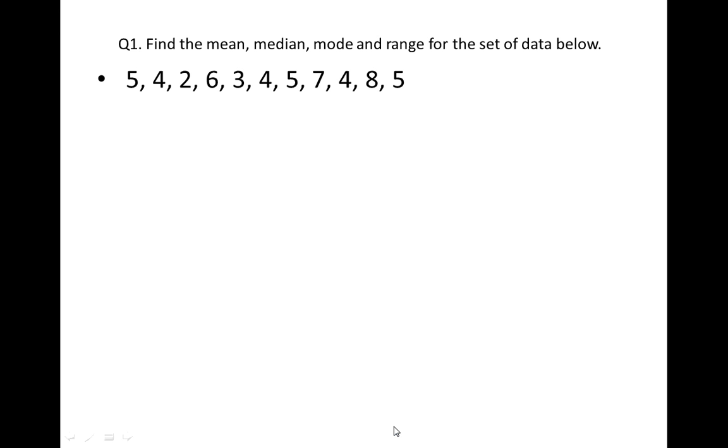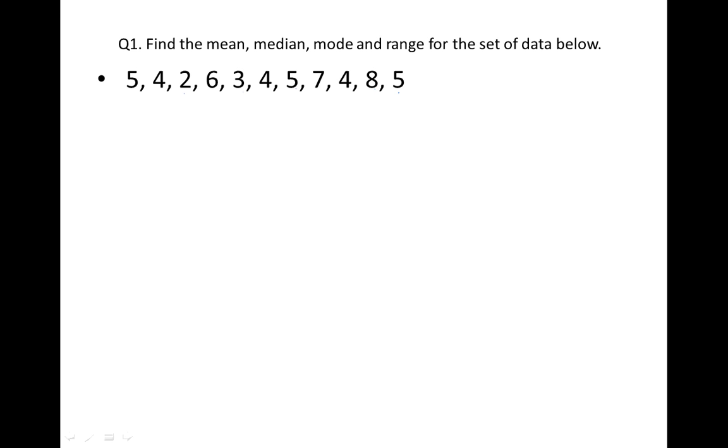Before I go any further with this example, we can see that there's quite a variety of numbers there, but I'm going to do a quick count up to see how many numbers there are, because that's going to have some impact on how I proceed through this question. So we have 1, 2, 3, 4, 5, 6, 7, 8, 9, 10, 11 pieces of data here.